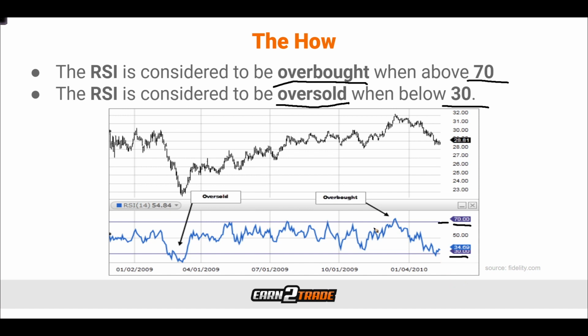So as we watch the RSI oscillate towards the top line up here at 70, we're going to consider this overbought. And over here on the left, as we watch the RSI work its way down towards this 30 line, we're going to consider it oversold. Nothing too crazy going on there.